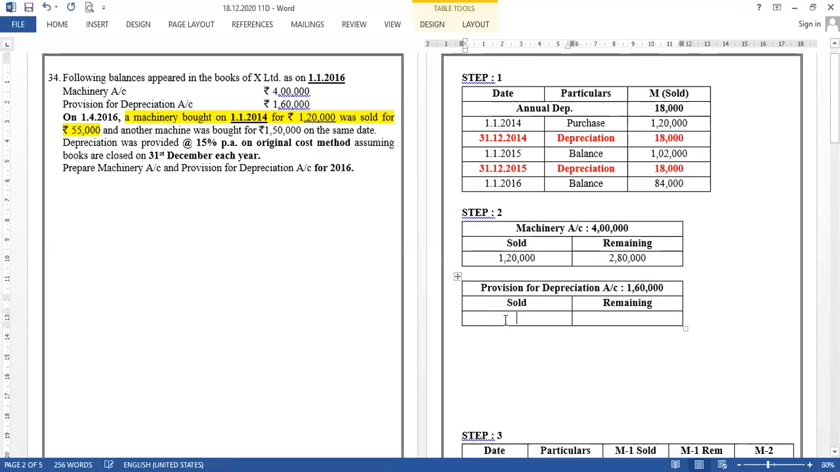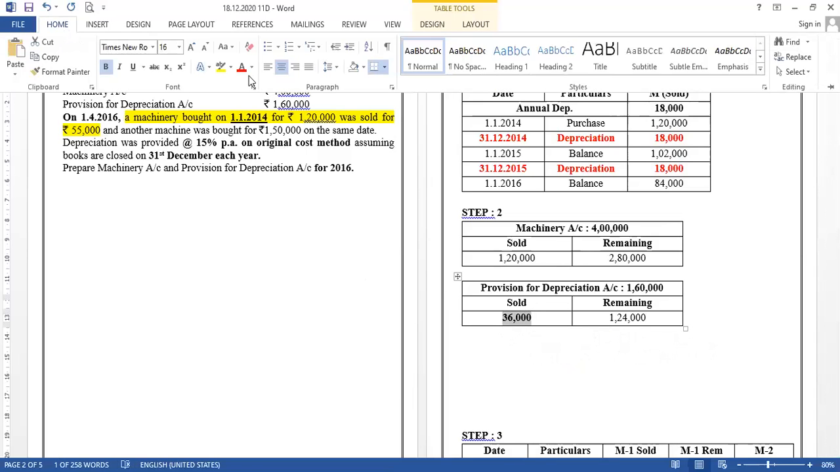In the same way now, over here, the accumulated depreciation on the asset that we are going to sell, we can see that over here, 18 plus 18, it is 36. So let me write 36 over here. Out of 160, 36 will go, so the remaining balance is 124, correct? Please check step number 1 and step number 2. Should not be a problem.